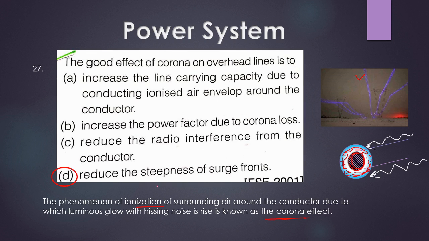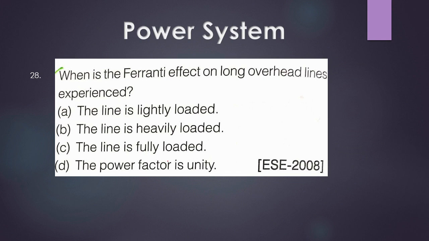So the incoming wave surge, it will block those incoming wave surges. So the answer will be reduce the steepness of surge fronts. This is the good effect of the corona on overhead lines. Coming to the next question.